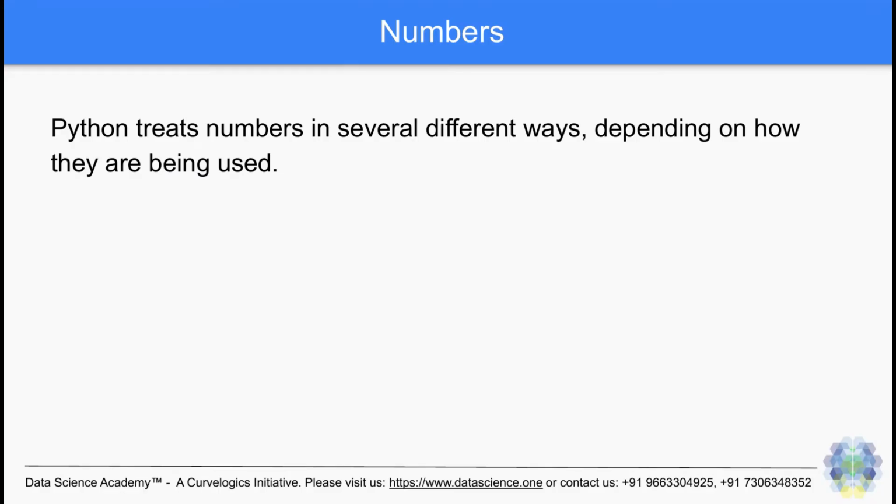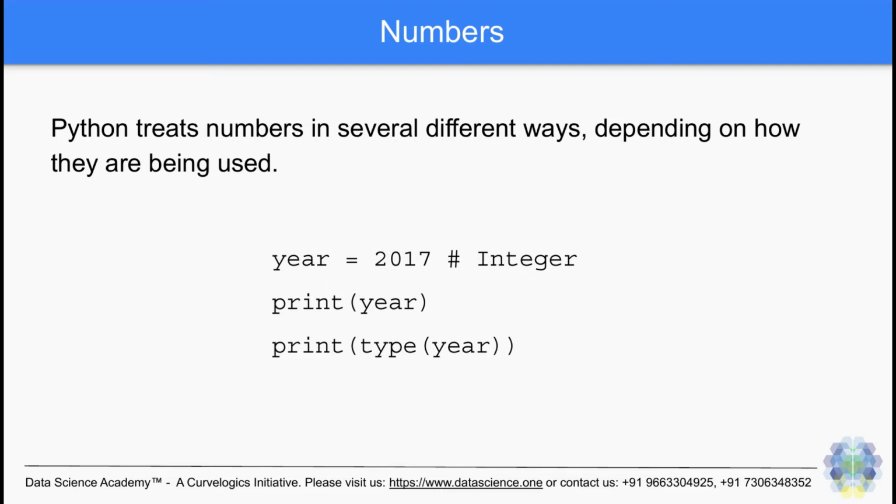Python treats numbers in several different ways, depending on how they are being used. For instance, let's create a variable, year, with a value of 2017. This is interpreted as an integer. Using the print function, we can visualize the stored value. Combining print with the type function shows us how Python has stored the value.